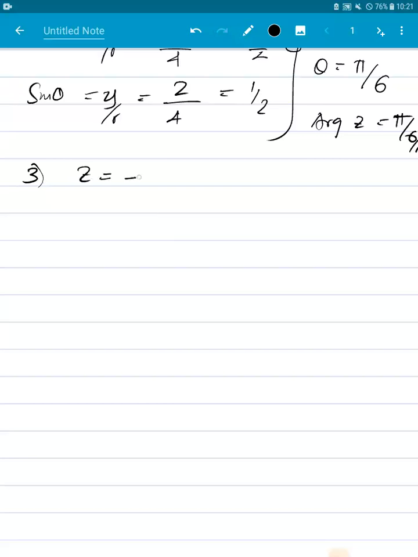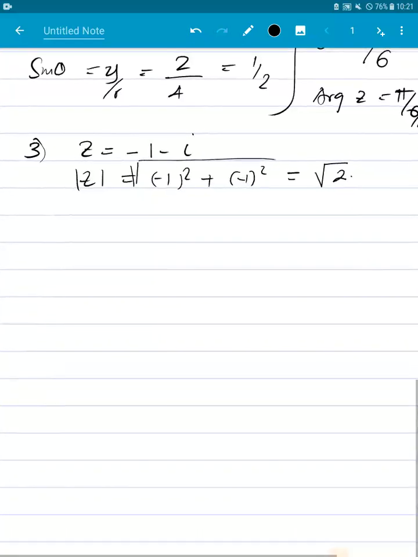Z is equal to negative 1 minus i. What is the modulus of this one first? It's negative 1 squared plus negative 1 squared, everything under the root, which gives us root 2. This is the modulus. Now that root 2 is the modulus, we know that cos theta is equal to x over r.